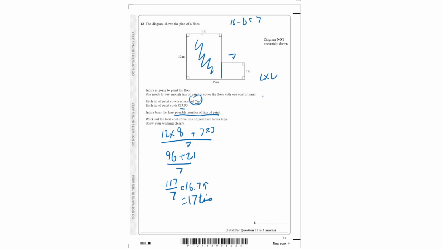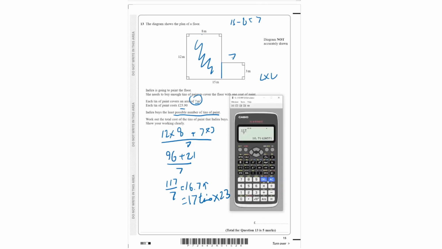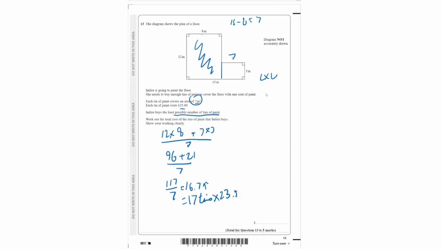And since each tin costs 23.9, we simply multiply by 23.9. And then we can find our value. So we simply have 17 times 23.9. We have 406.3 pounds.